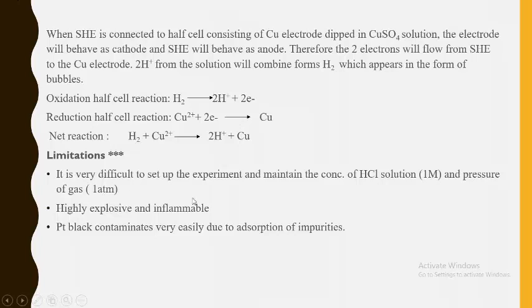Limitation: it is very difficult to set up the experiment and maintain the concentration of HCl solution at 1 molar and pressure of gas at 1 atmosphere. It is very difficult to maintain. So it is one limitation. The hydrogen gas is highly explosive and inflammable, so that is another limitation while constructing the SHE. Platinum black contaminates very easily due to adsorption of impurities, and moreover platinum is an expensive metal.